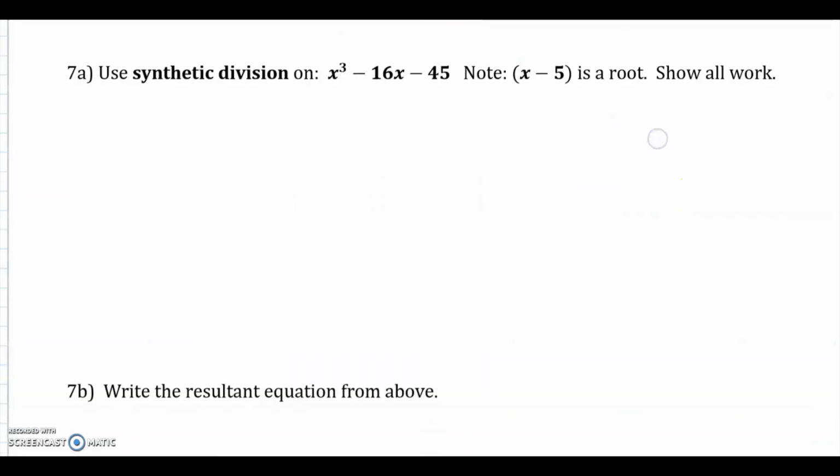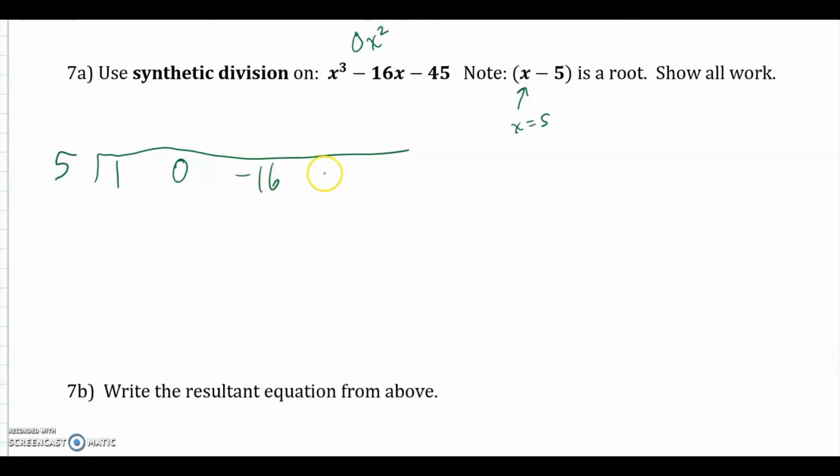Synthetic division. Okay, there's a little trick to this piece. There is a term missing. And we look at what value of x makes a 0. So x equals 5 goes on the outside. 1x cubed, 0x squared. You need that placeholder, minus 16, and negative 45. Then we can do the process of synthetic division.